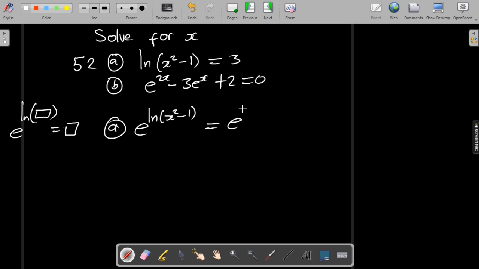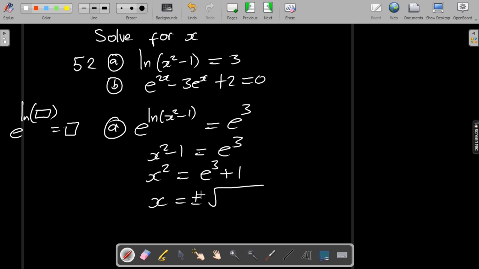We're going to do the same on the right, and the x squared minus 1 will now come down, and this stays as it is. We're now going to equate x squared to e to the power 3 plus 1. We want to find x, so we have to find the square root of both sides. Remember that when you use the square root, you're going to have this plus or minus, and this would be your answer.